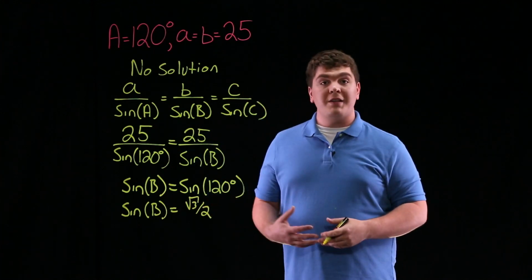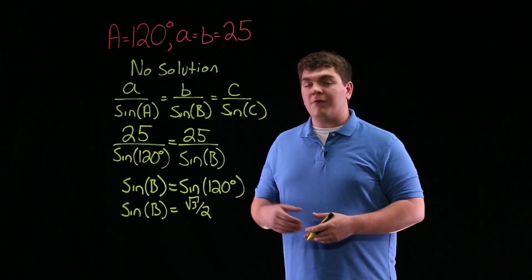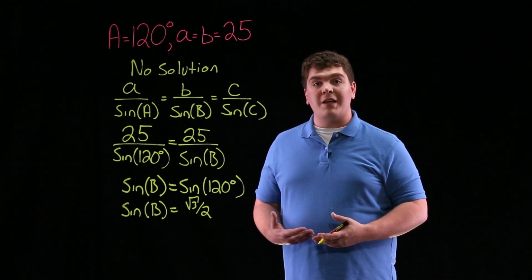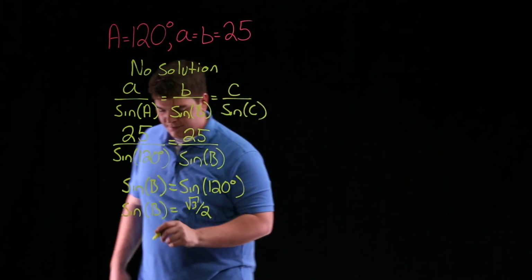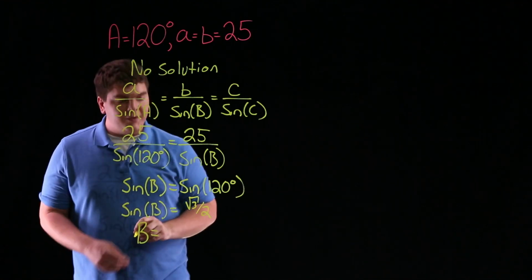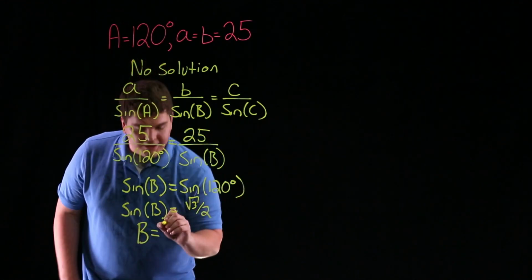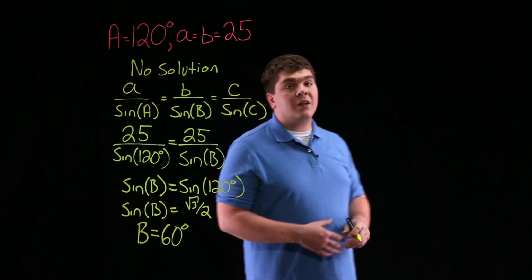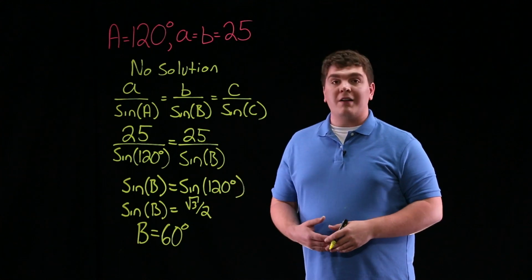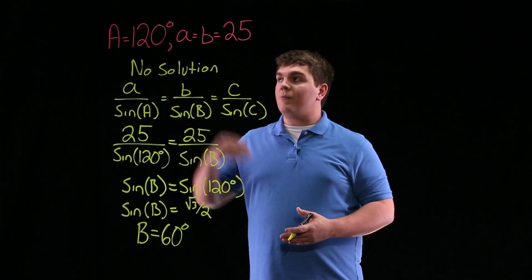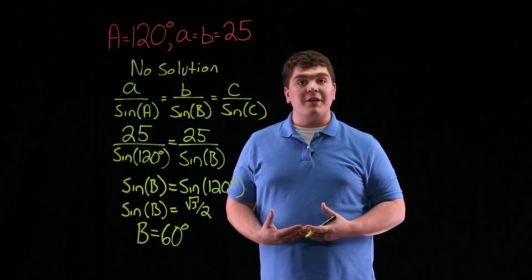And finally, we can use the inverse trigonometric properties to solve for B by taking the inverse sine of each side of the equation, or taking the arcsine of each side of the equation. And what we find is that B is equal to 60 degrees. Now, so far, we haven't run into any issues with B being 60 degrees until we go back and we note that A was 120 degrees.